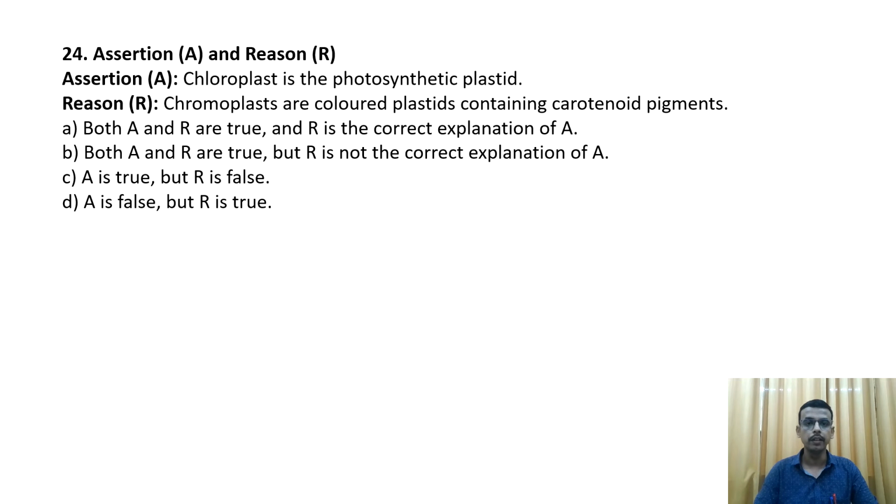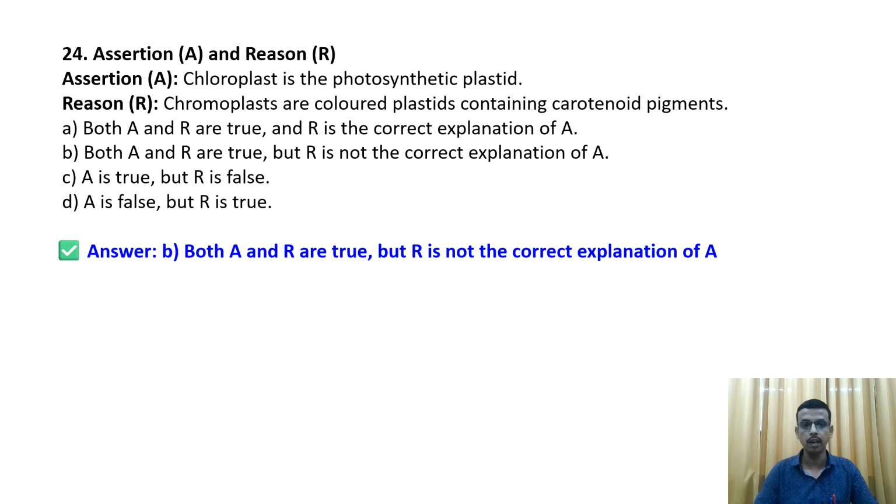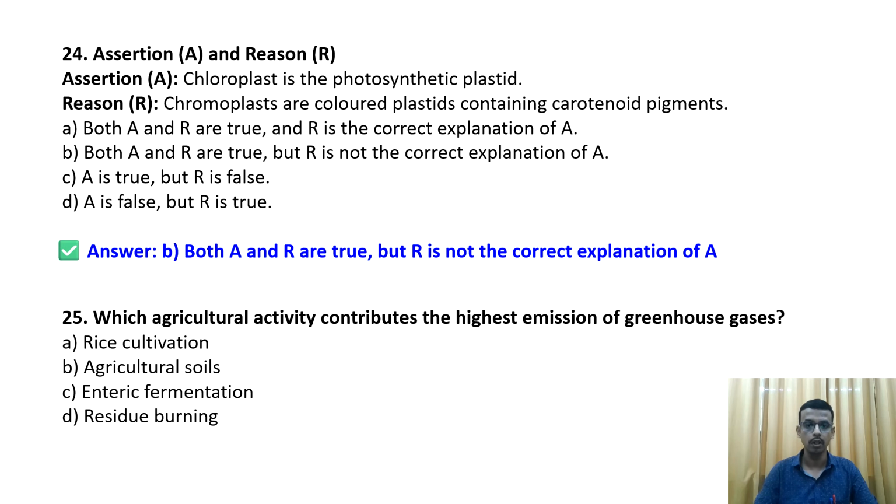Then assertion reasoning. Assertion: chloroplast is the photosynthetic plastid. Yes, correct. Reason: chromoplast or color plastid containing carotenoid pigments, that is also correct. So both A and R are true, but R is not the correct explanation of A, because there is no relation between these two. Chloroplast different, chromoplast different. So both A and R are true, but R is not the correct explanation of A.